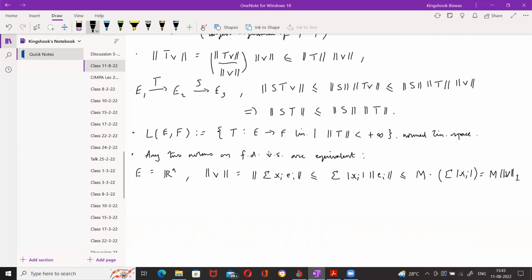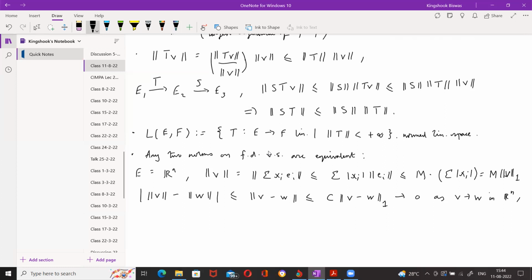And you want an inequality in the other direction. For that, this inequality will tell you that the norm is a continuous function on Rn, because the absolute value of norm V minus norm W is less than or equal to norm of V minus W, which is less than or equal to a constant times the L1 norm of V minus W. And this tends to 0 as V tends to W in Rn. So that means norm is a continuous function.